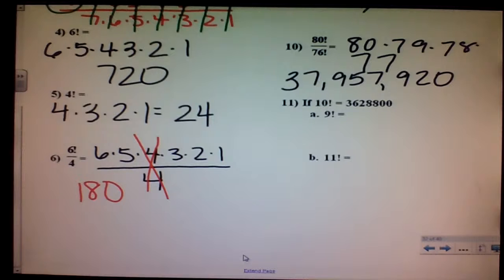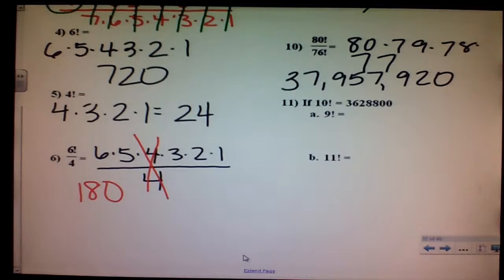I don't like that. What if they did all the top and then divided by 4, would you still get your same answer? Oh, so if you did 6 times 5 times 4 times 3 times 2 times 1, got that answer and divided by 4, yes, that would still come out to be the same answer. Okay. Good.